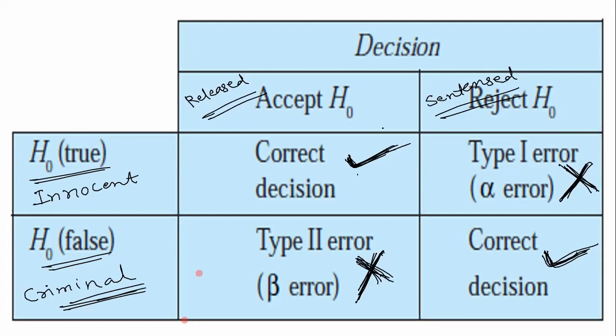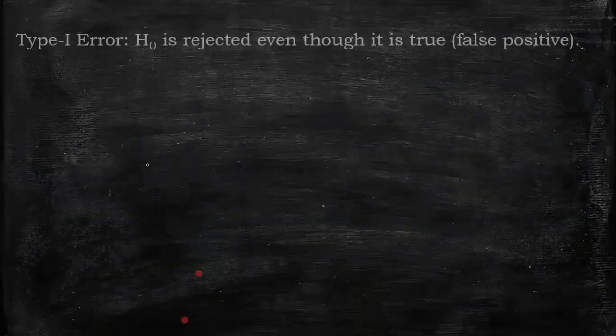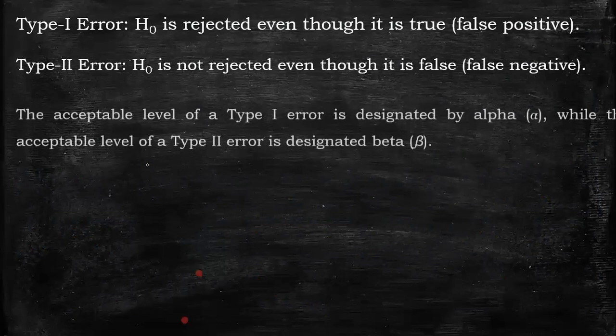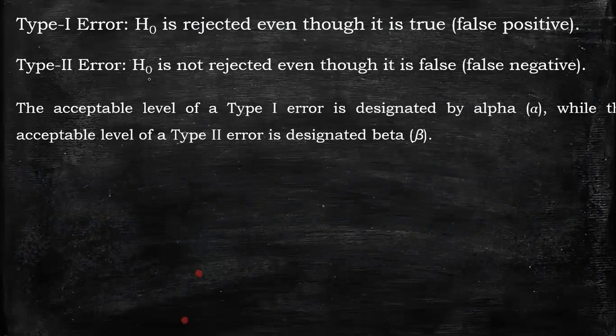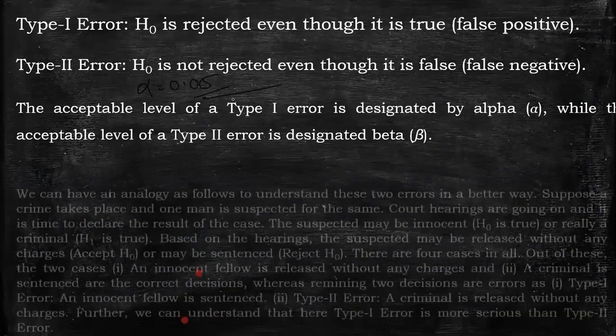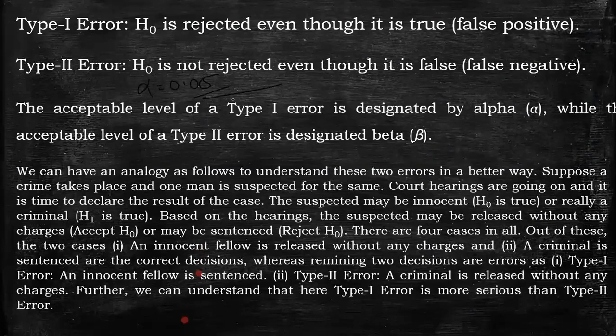So type 1 error is very much more serious than type 2 error. So we try to avoid it, and hence it is denoted by alpha, and alpha is generally taken as 5%. Alpha is equal to 0.05, 5% on some occasions. So this is the thing.